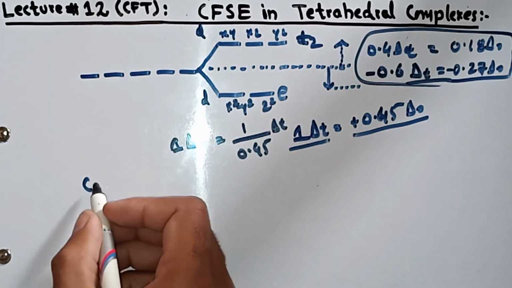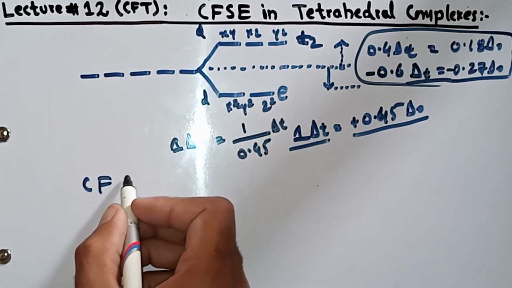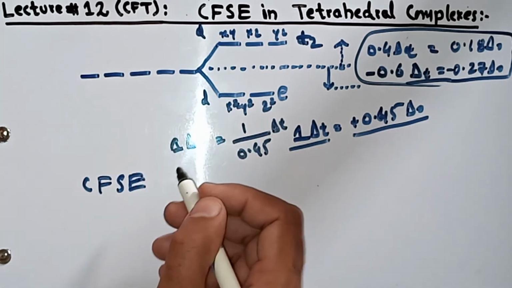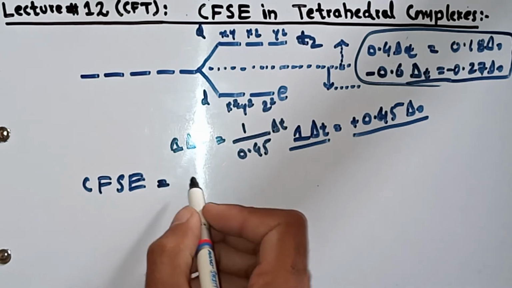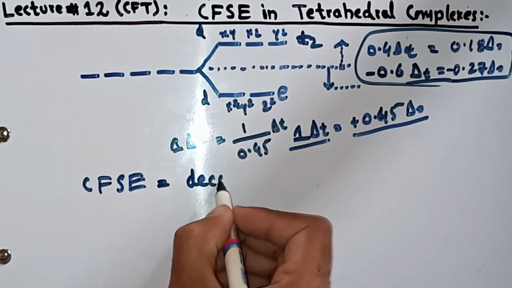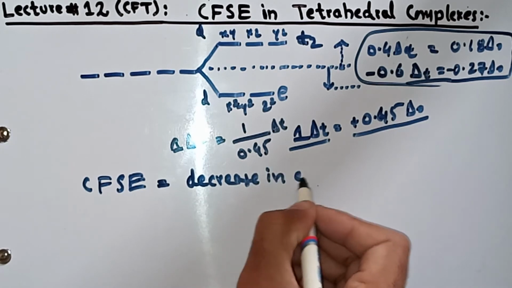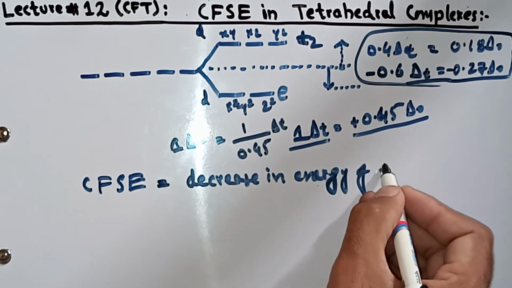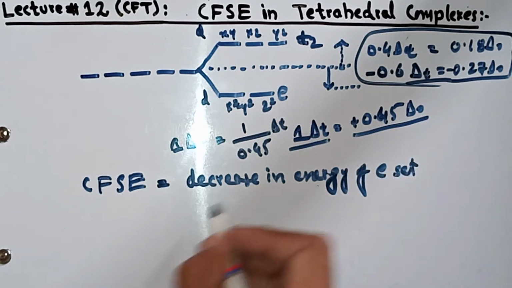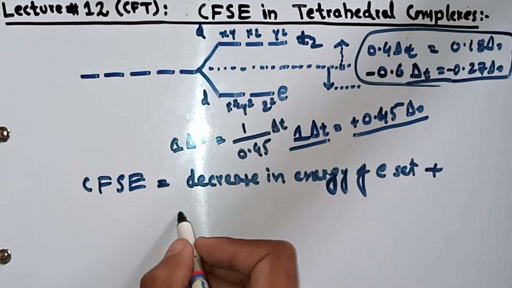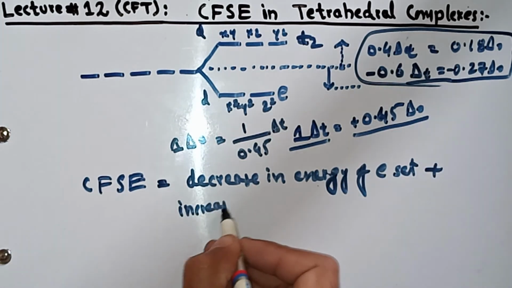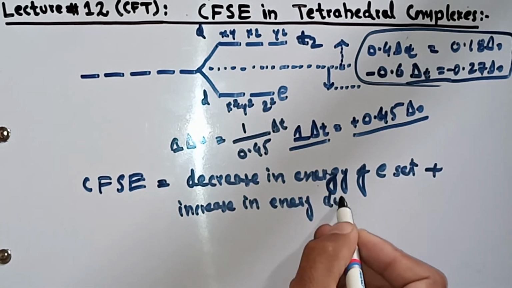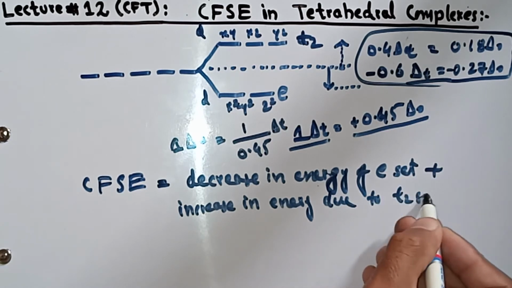If we calculate the change in energy that stabilizes the system, the decrease in energy, that is called crystal field stabilization energy. The energy decrease of the system can be calculated as the decrease in energy due to the E set plus the increase in energy due to the T2 set. Is it clear?